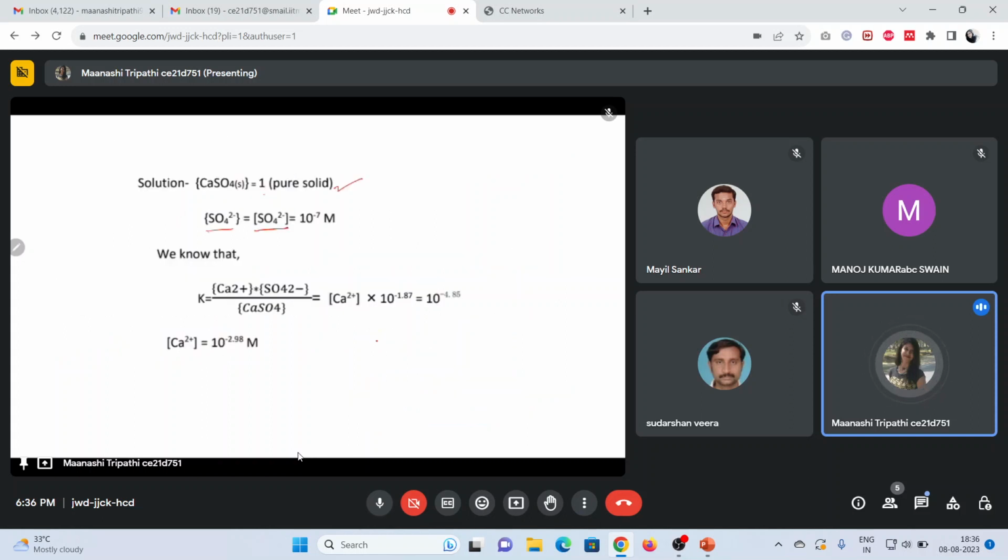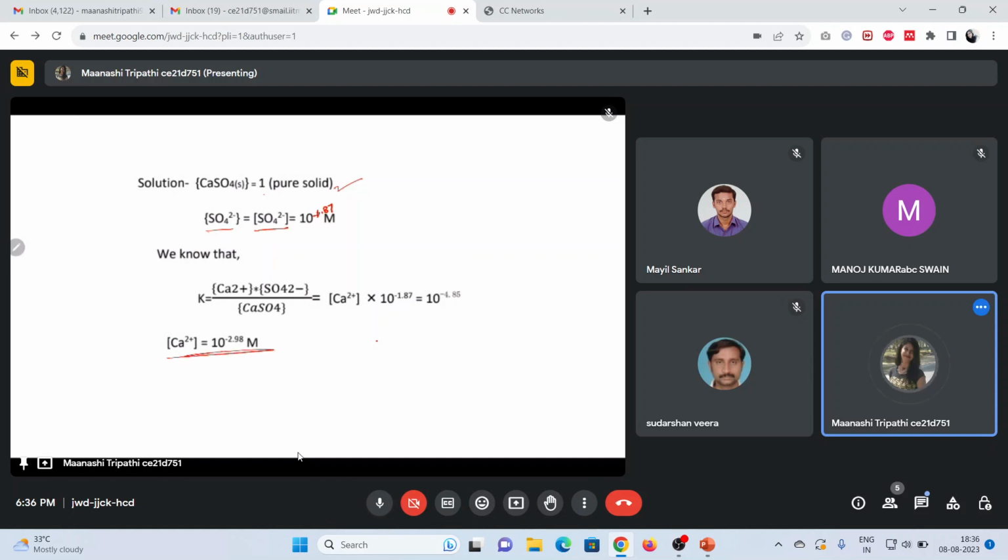Yeah, here they have corrected it. 10 raised to power minus 1.87. And yes, your answer is very correct. It's 2.98. I hope you understood how we have solved this.